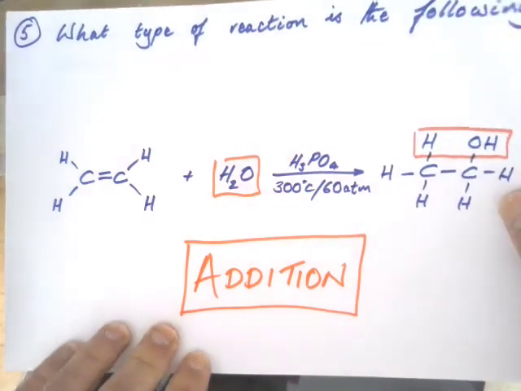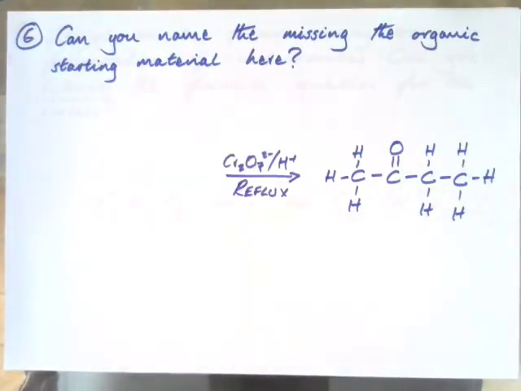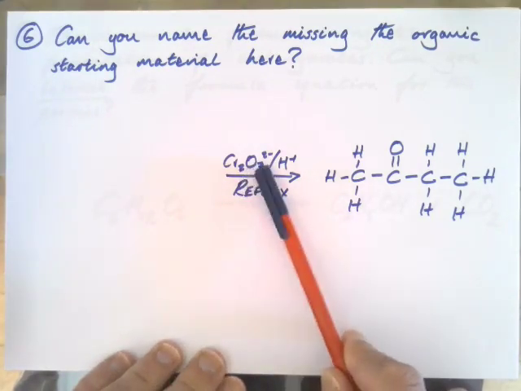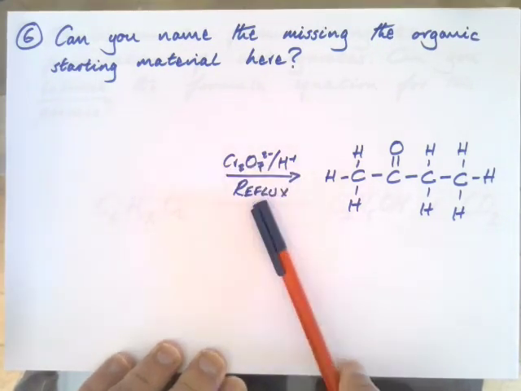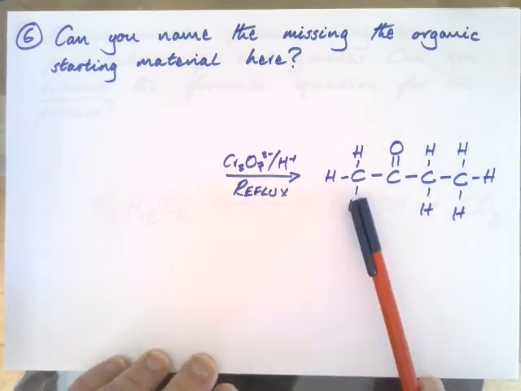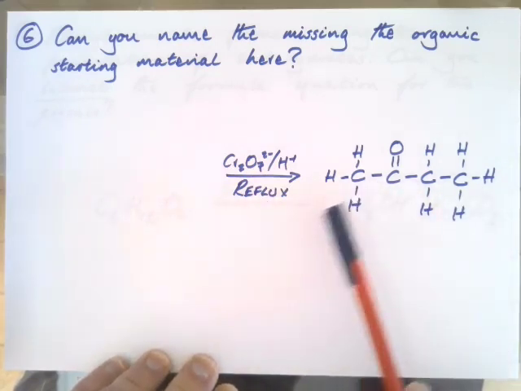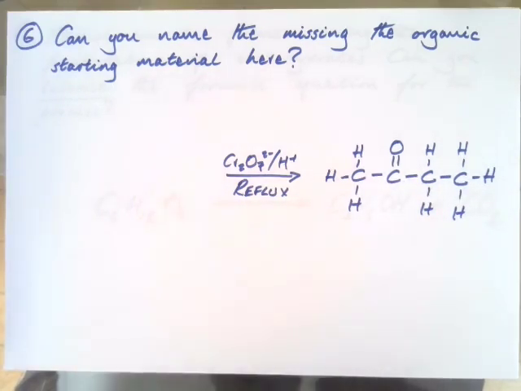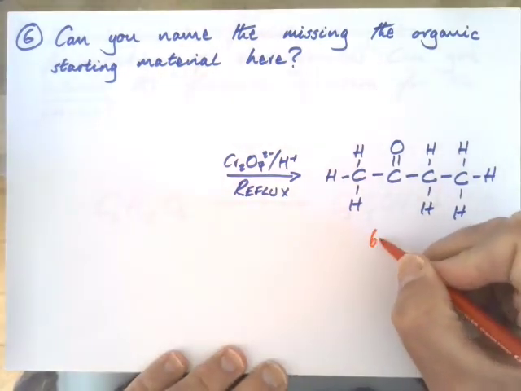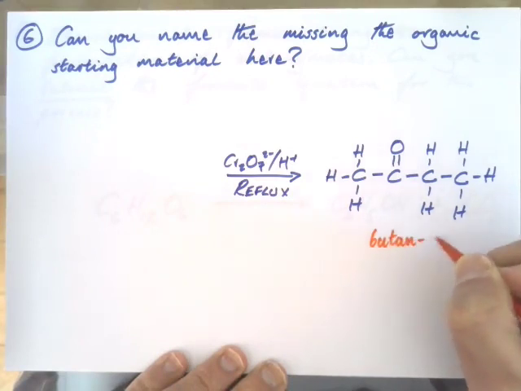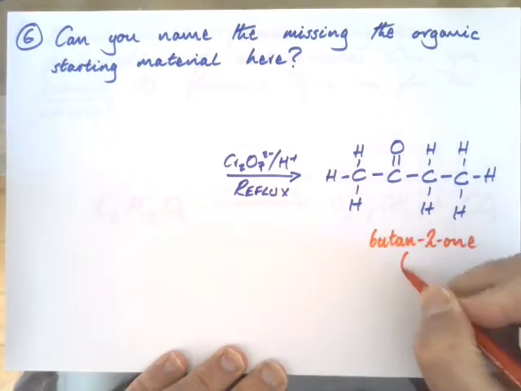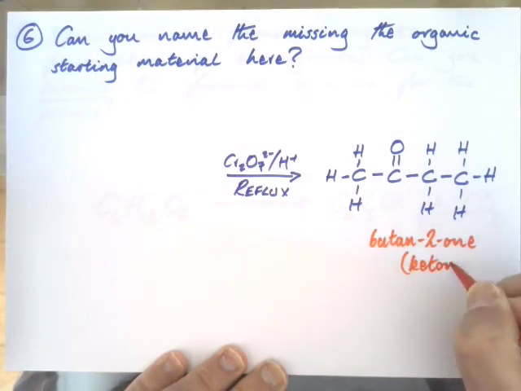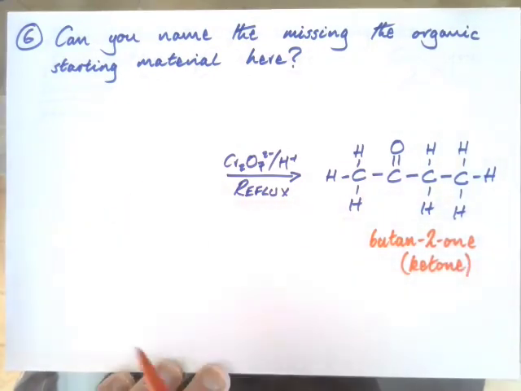Right, where are we? Question number 6 coming up. Can you name the missing organic starting material here? Okay, so we've got potassium dichromate, or sodium dichromate, or dichromate ion anyway, in acid under reflux conditions. And we are making this molecule here, which is butanone. This is an example of a ketone, butan-2-one. It's a ketone. Okay, but what would we use to start with to make this ketone? Pause the video and we'll come back to the right answer.